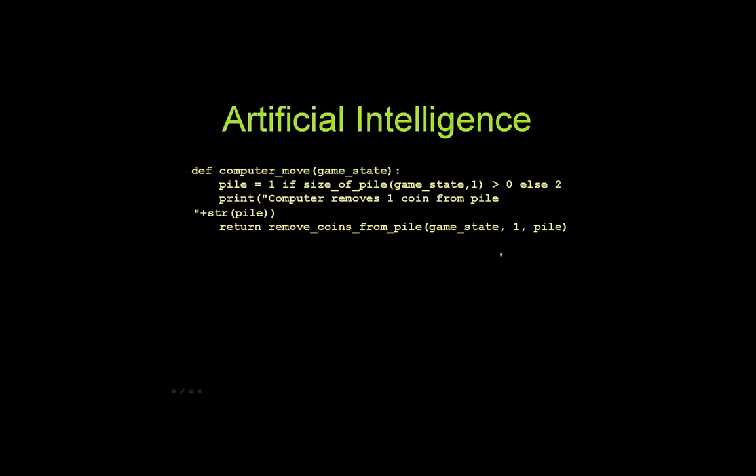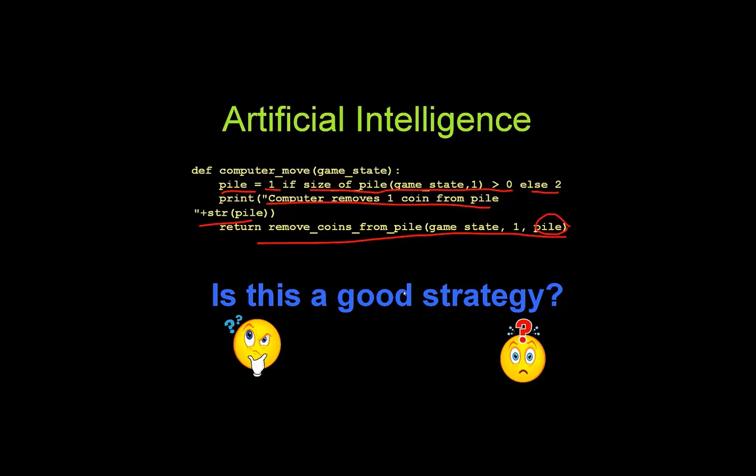Next, we talk about the AI, how to play the game. Well, this is how we play the game. Pile is 1 if the size of game state 1 is bigger than 0, else it is 2. It means you look at the first pile, and if it's not empty, you pick it. So the computer will remove 1 coin from that pile. Now, is this a good strategy?